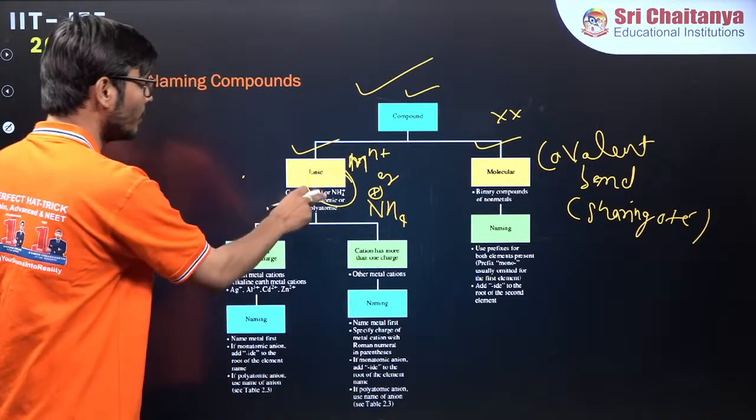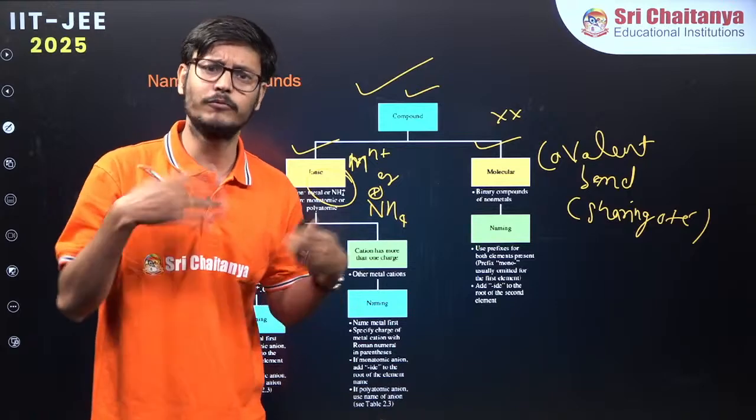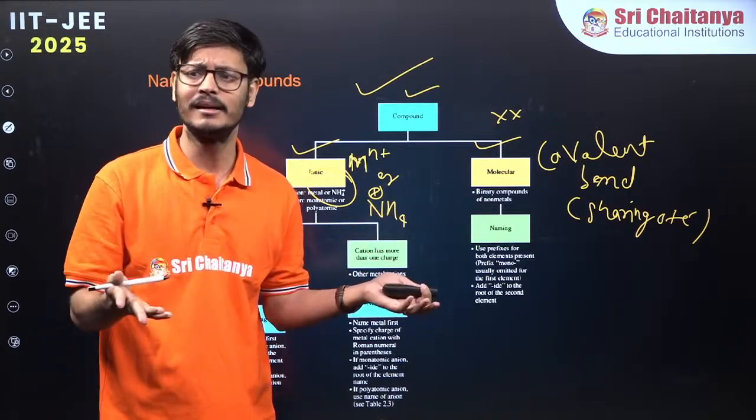In anions, as I have told you, an anion could be monoatomic or polyatomic: oxide, fluoride, chloride, bromide, cyanide, iodide.